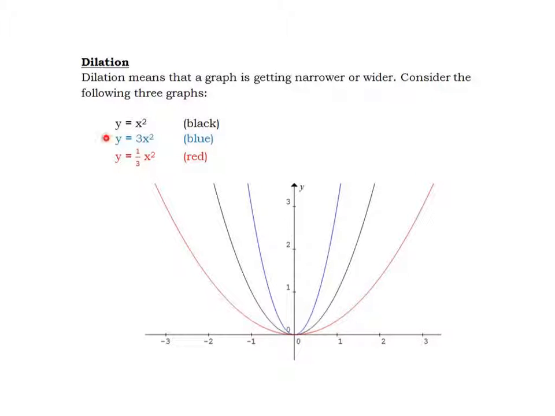Now let's see what happens if you make it y equals 3x squared. That's the blue graph. And you can see that the graph has become narrower or skinnier. And now the red graph, y equals 1/3 x squared, you can see that the graph is wider than our original. So if there's a number in front of the x squared, then the graph has been dilated. If the number is bigger than 1, then it's going to become narrower. If the number is between 0 and 1, then it's going to become wider.